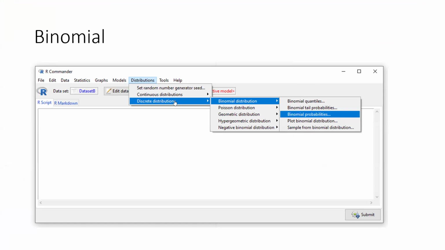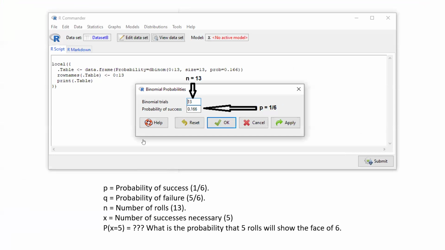So this is, again, demonstrating the steps that we've already embarked upon. As you can see, N equals 13, so 13 goes there. Probability of success, 1 divided by 6 is 0.166. It looks like in this case, on the slides, I've only used 3 significant figures. So probability of success is 1 out of 6. Probability of failure is 5 out of 6. Number of rolls is 13. And number of successes necessary is 5. So what is the probability that 5 rolls will show the face of 6?